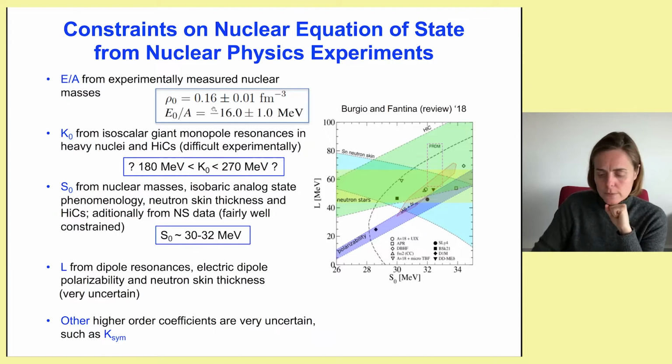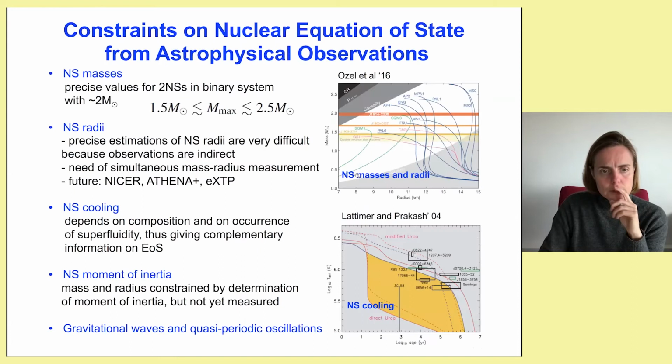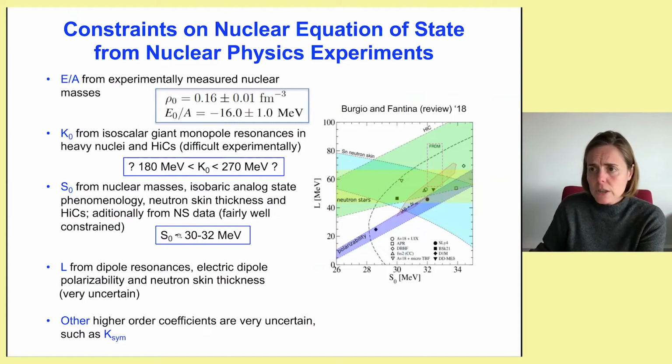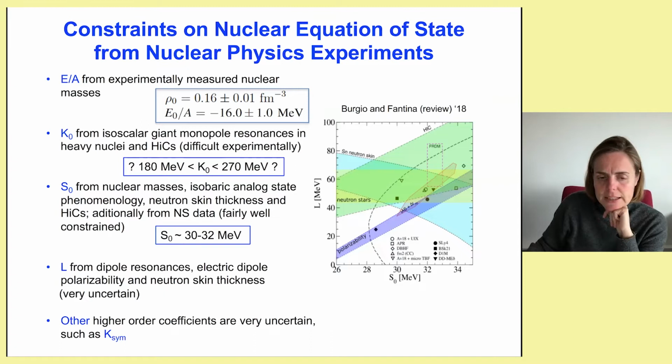Okay, now these two terms are in this expansion at low density of the symmetric part. In the asymmetric part, the symmetry energy also has several experiments: neutron skin thickness, heavy ions as well, measurement of nuclear masses. So it gives you pretty well constrained values. But as you go to higher order parameters in this expansion, there's even less and less constraint. An example is this L parameter, which is the first derivative of the symmetry energy as a function of the density.